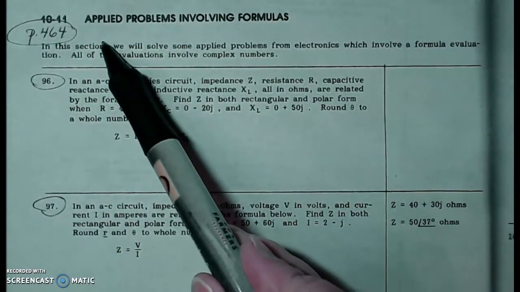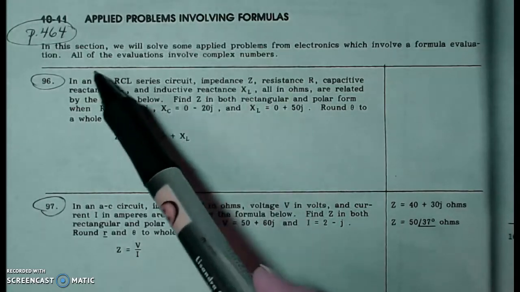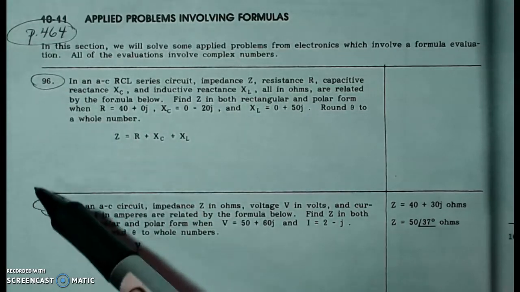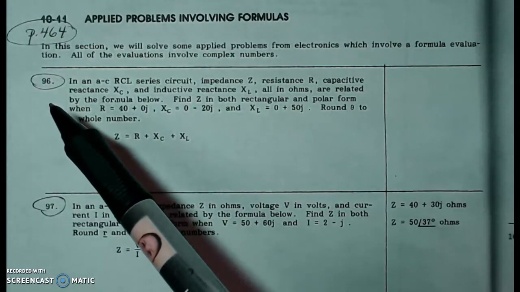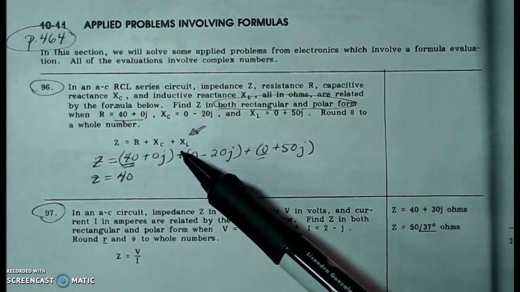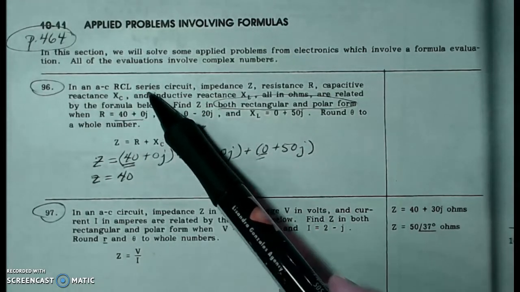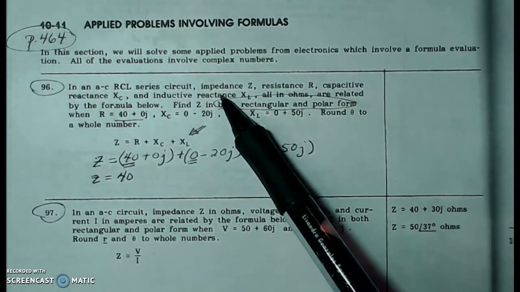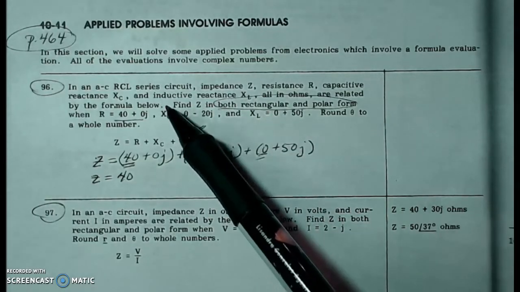Moving on to 10-11, applied problems involving formulas that require complex numbers. I'm going to do 4 problems, 96 and 97 on page 464, and 2 problems on the next page. The problems on the next page are the harder ones, so I'm going to work through 96 and 97 quickly, and they're frankly easier. In question 96, there's a formula that you need to use that involves an AC series circuit showing the relationship between impedance, resistance, and reactance.